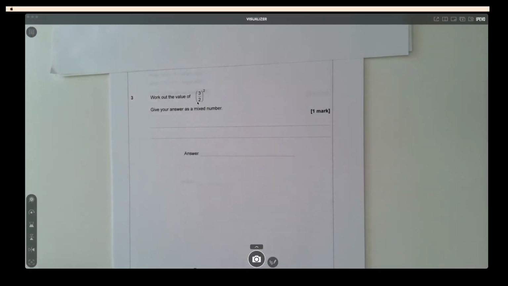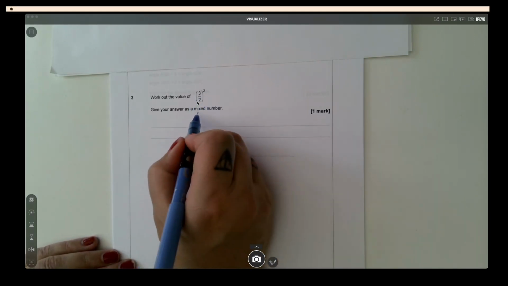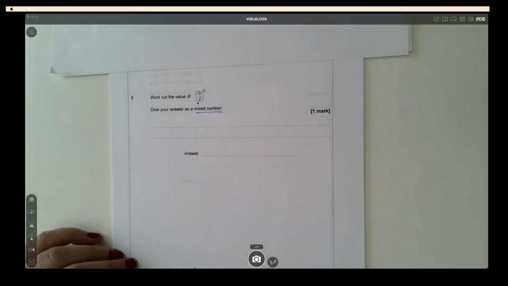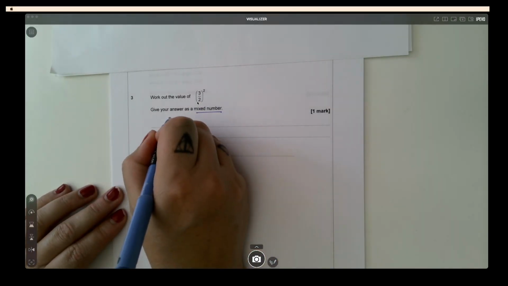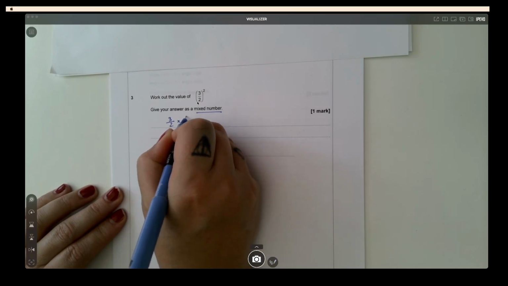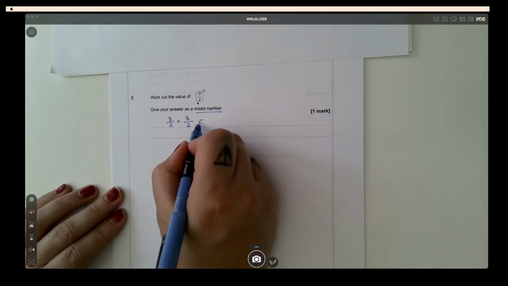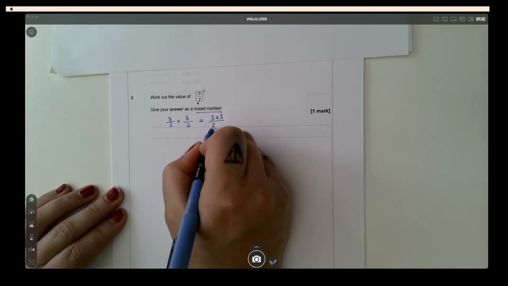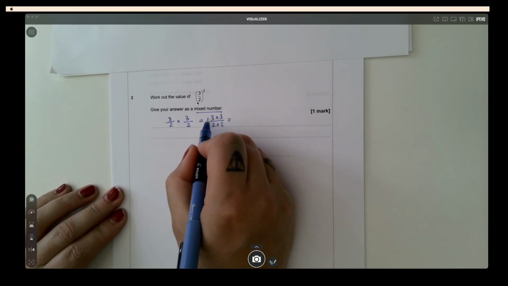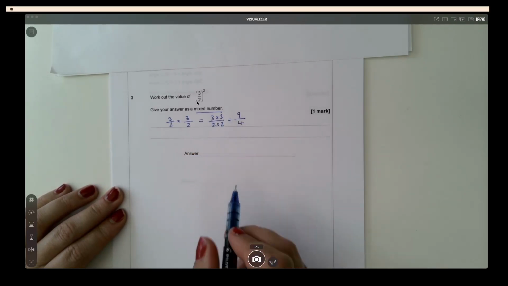Question 3. Work out the value of 3 over 2 squared. Give your answer as a mixed number. So remember, when we're squaring a number, we're multiplying it by itself. So this is the same as doing 3 over 2 multiplied by 3 over 2. We know how to multiply fractions. It's the top times the top and the bottom times the bottom. 3 times 3 is 9. 2 times 2 is 4.